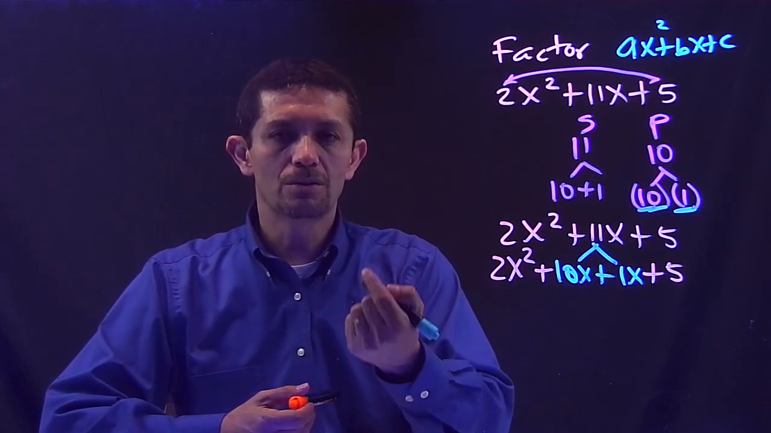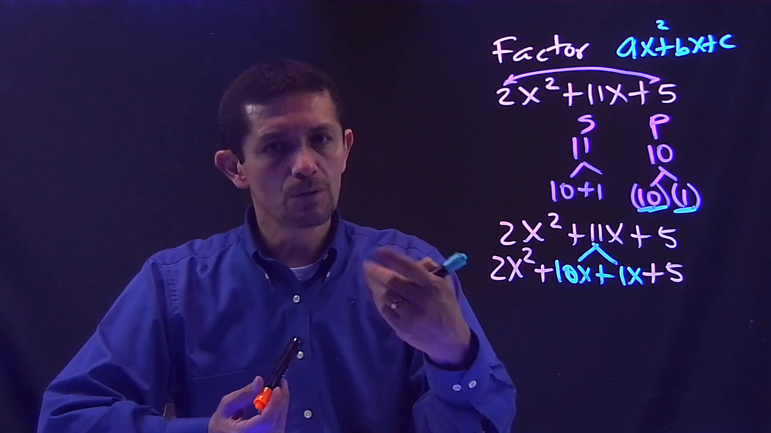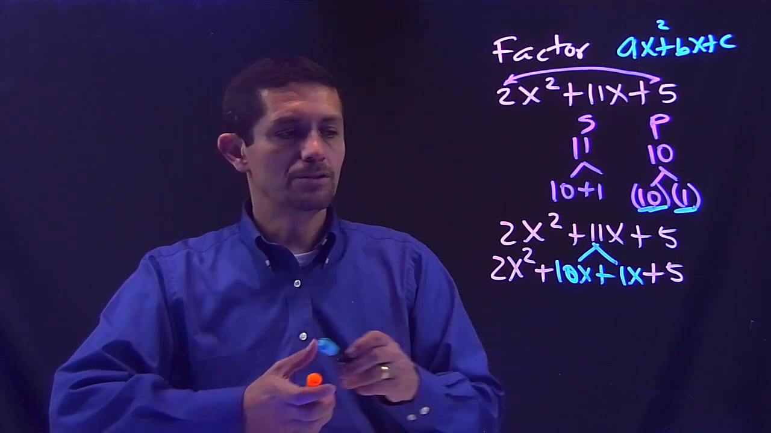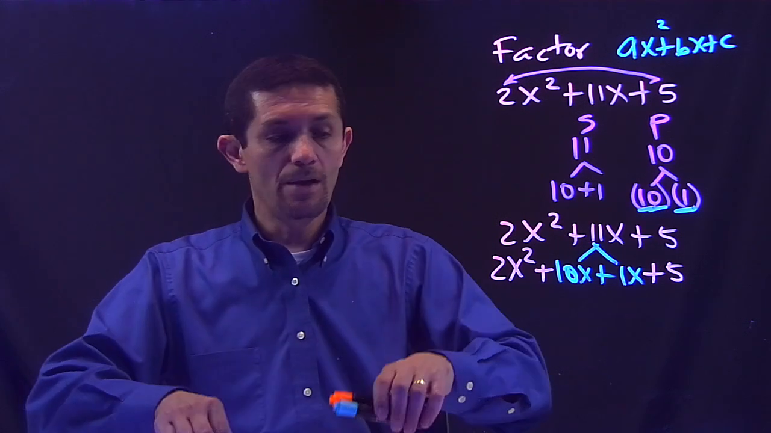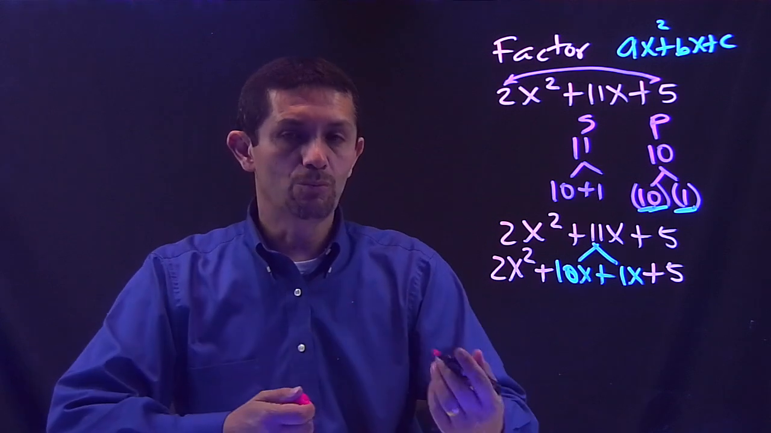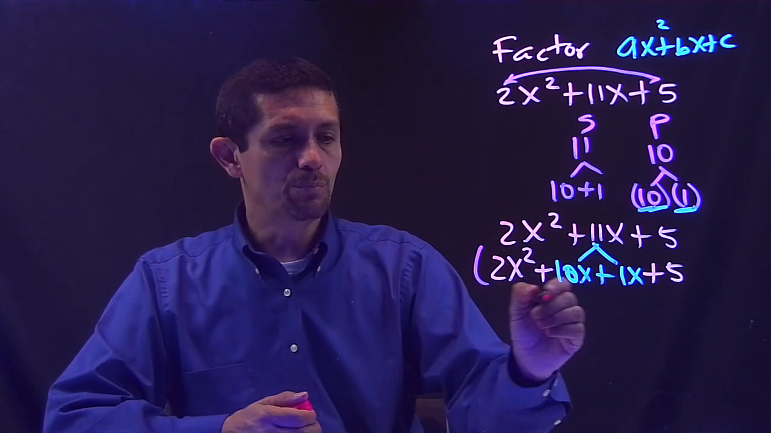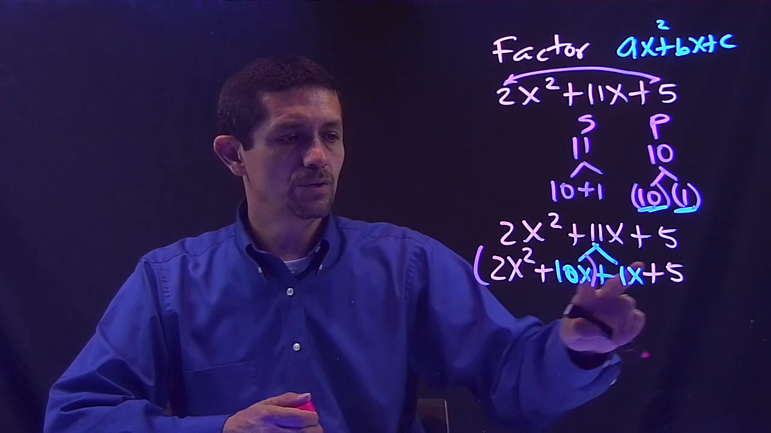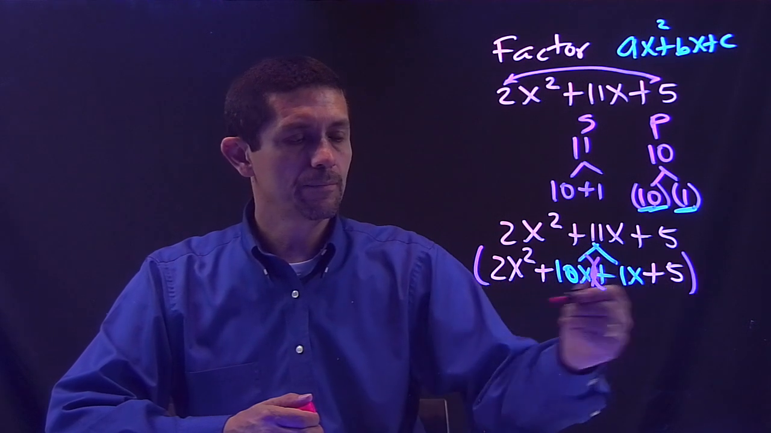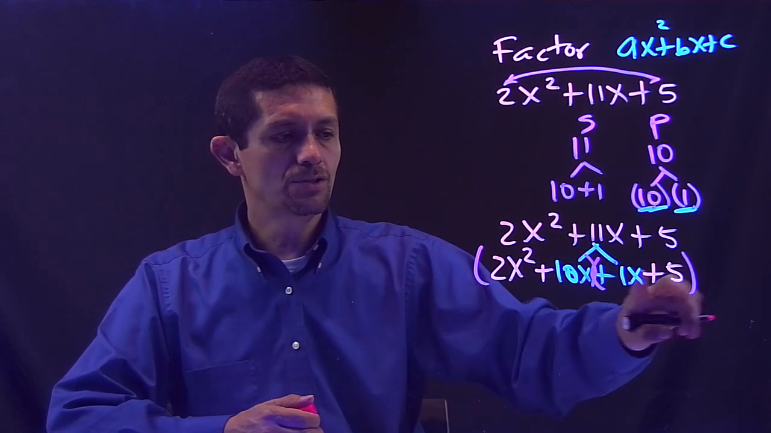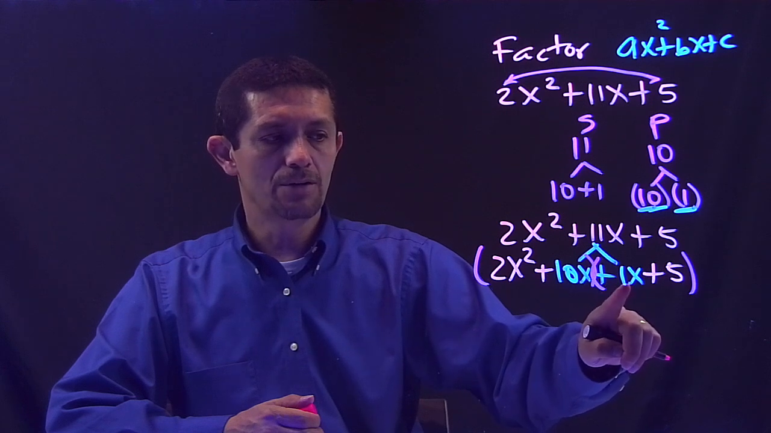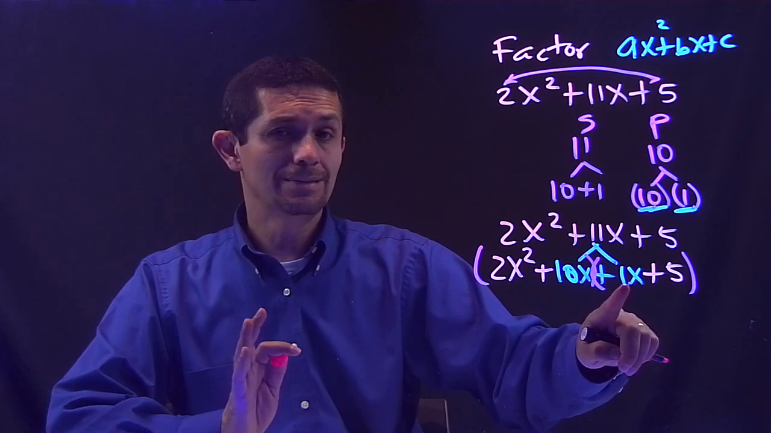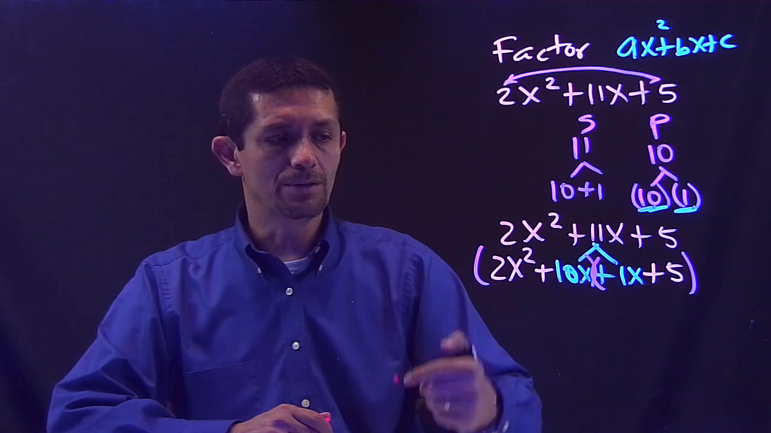How do I factor something that has 4 terms? Grouping. So, the way I start grouping is the following. Grouping, the name says it. I'm going to group the first 2 and the last 2. First 2 and last 2. Make sure the sign of the third term is inside the parentheses.